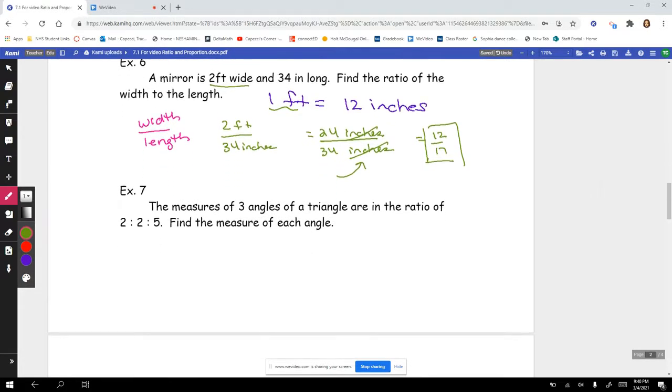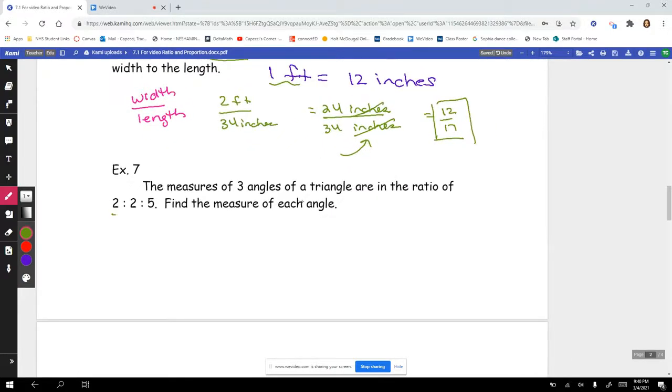Okay, here comes some more geometry in with our algebra. It says the measures of 3 angles of a triangle are in the ratio of 2 to 2 to 5. So again, we have 3 angles of a triangle. I have 3 numbers. Okay, it looks like 2 and 2, right? It looks like those measurements are going to be the same. Find the measure of each angle. Well, I have some unknowns there.